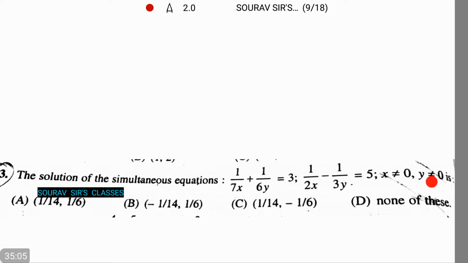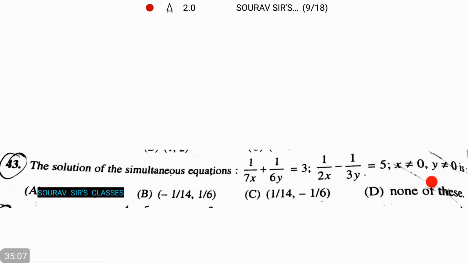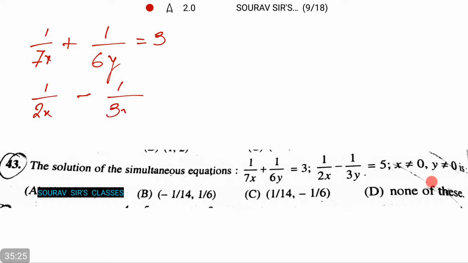Let's just scroll this up, and then we have 1 by 7x plus 1 by 6y equals 3, and 1 by 2x minus 1 by 3y equals 5. Now, how do we go about this question?